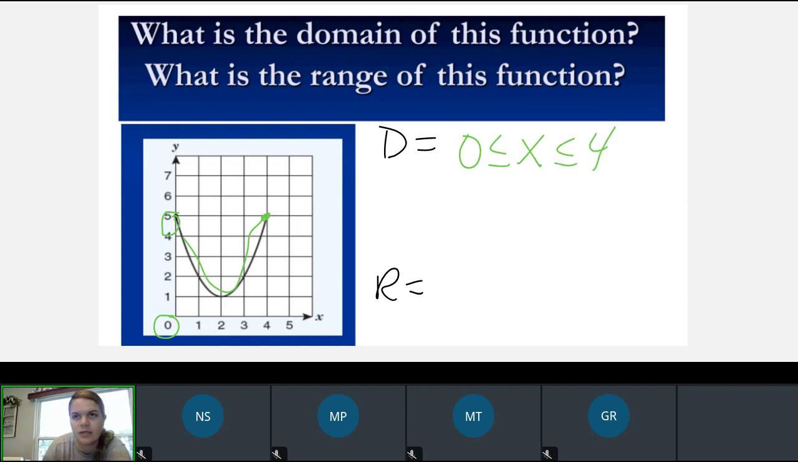Yep. So we want to write it as an inequality. Or if we wrote it in interval notation, we would use these square brackets.